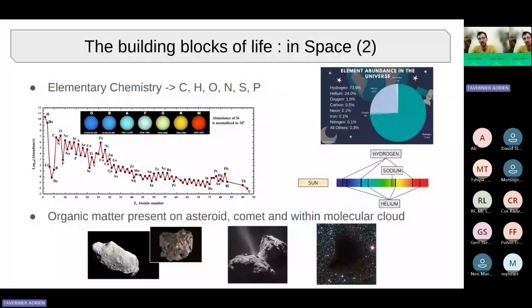There are analytical techniques from the laboratory that allow us to detect all the building blocks of life within the primordial matter that is available in the solar system, which is asteroids, comets, and also molecular clouds. Here we are in the interstellar medium, the space between the different stars. And again, here we are coming back to the analysis of light and interaction with matter. A quite huge diversity of organic molecules has been detected.